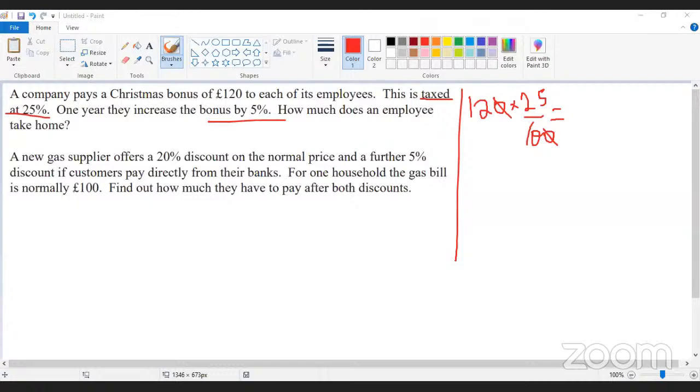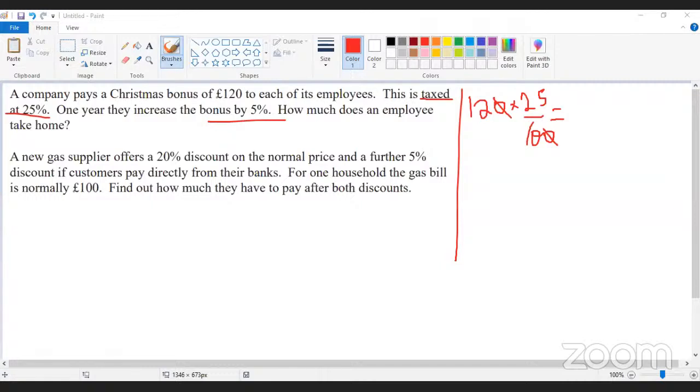Five percent is increased, the bonus is increased. Yeah, so the bonus is increased by 5%. Already every year it gives 120 euros. Now it has been increased by 5% and that is being taxed. Understood the meaning? So first add whatever is the new bonus, then deduct the 25% out of it. Are you getting it?